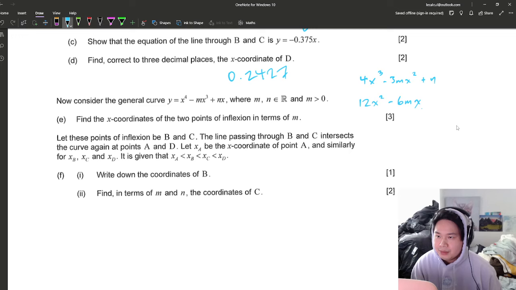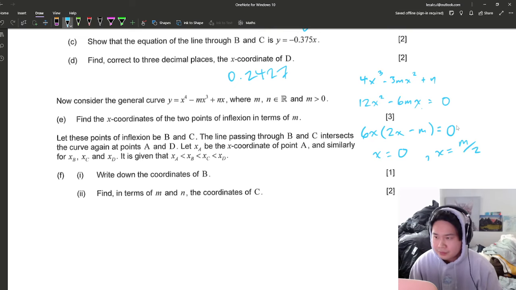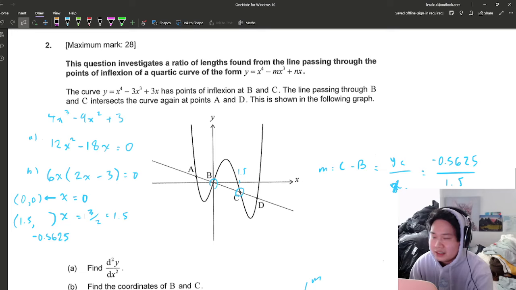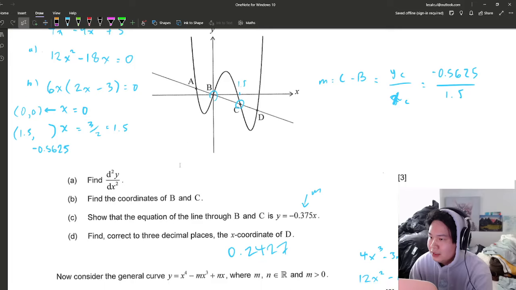Okay, and then it's the same process again, so you can make this equal to 0 to find the points of inflection. You factor out the 6x again, then you'll get 2x equals m. And then you'll have your 2 points of inflection. So instead of 3 over 2, it's m over 2. Which makes sense, right? Because this was the same thing, but instead of m, we had 3.